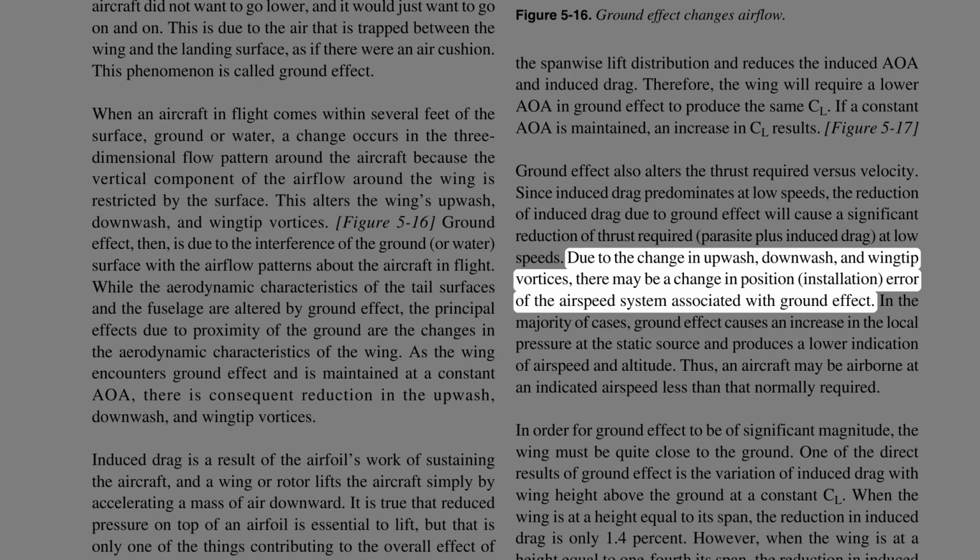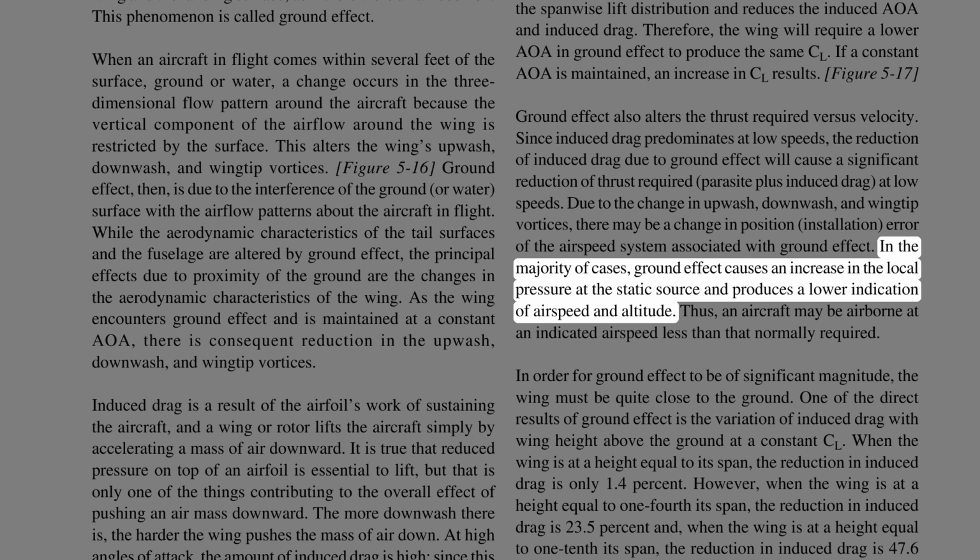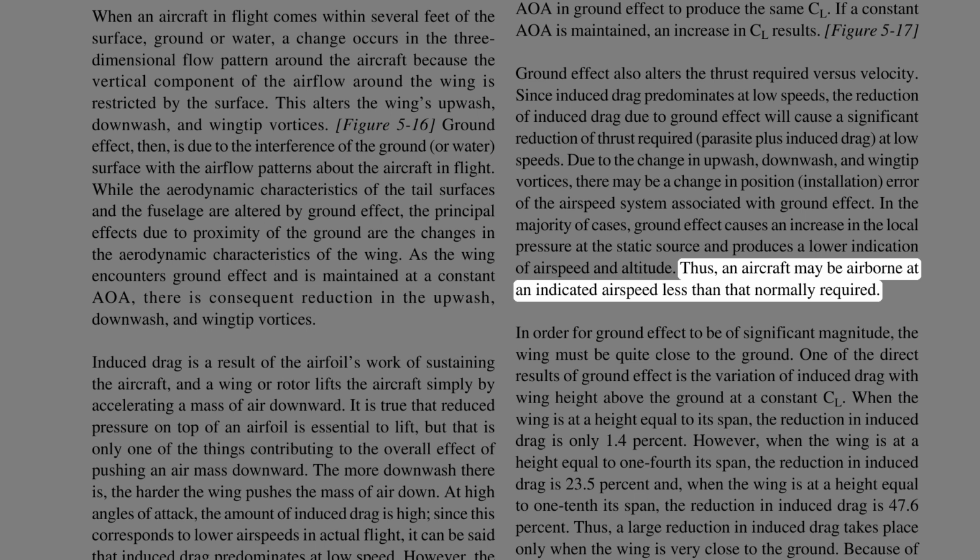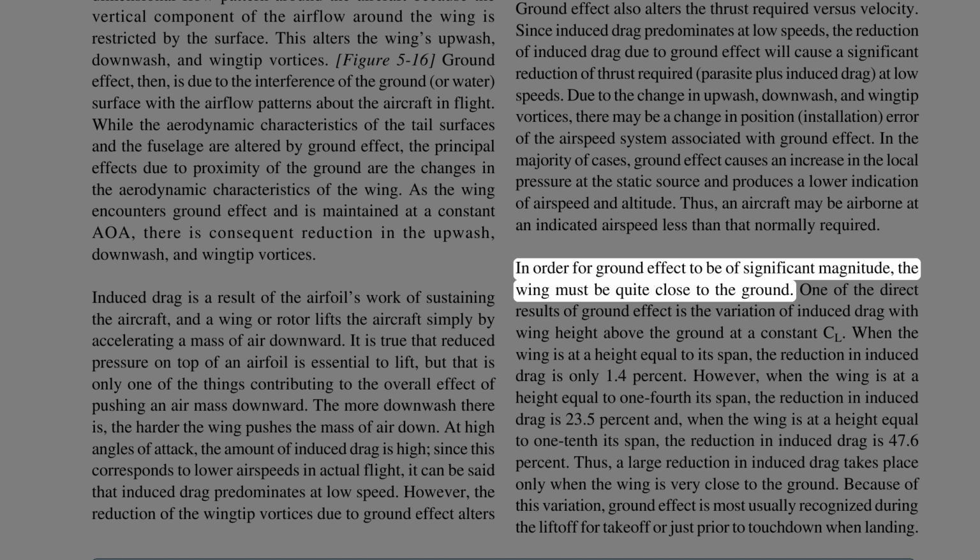Due to the change in upwash, downwash, and wingtip vortices, there may be a change in position (installation) error of the airspeed system associated with ground effect. In the majority of cases, ground effect causes an increase in the local pressure at the static source and produces a lower indication of airspeed and altitude. Thus, an aircraft may be airborne at an indicated airspeed less than that normally required. In order for ground effect to be of significant magnitude, the wing must be quite close to the ground.